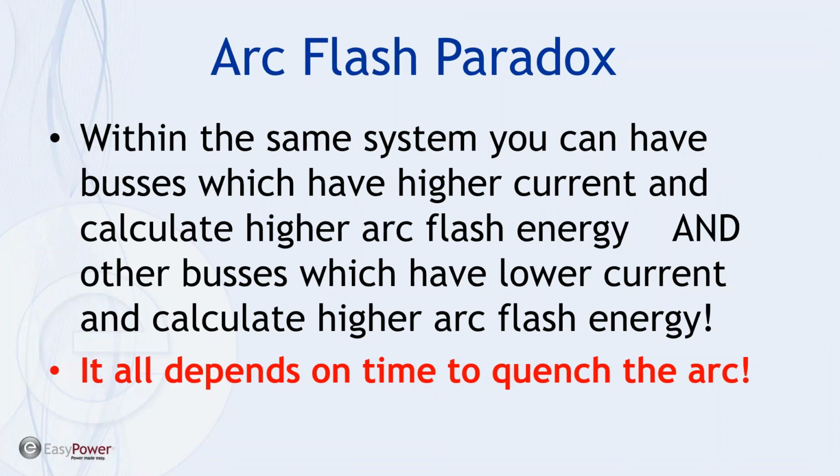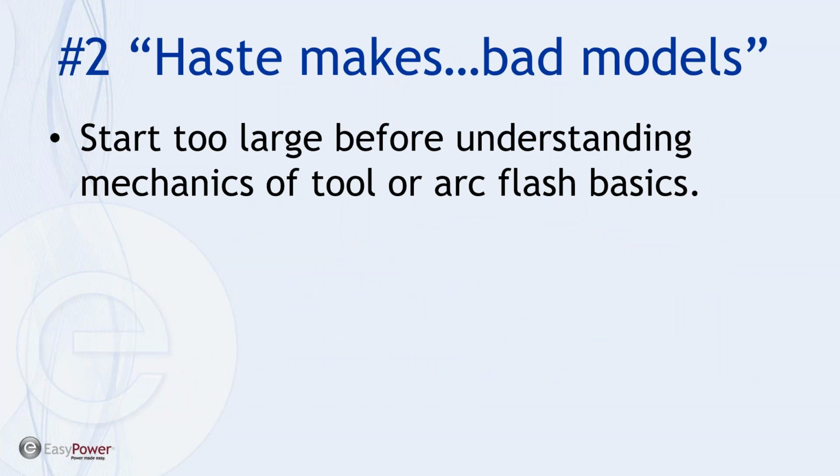So the arc flash paradox is, roughly speaking, within the same system, you can have a bus which will have higher current and calculate lower arc flash energy, and other buses which will have lower current and calculate higher arc flash energy. The bottom line is it all depends on the time to quench the arc. So that's probably the most frequently least understood aspect of the whole arc flash study that I encounter time after time after time.